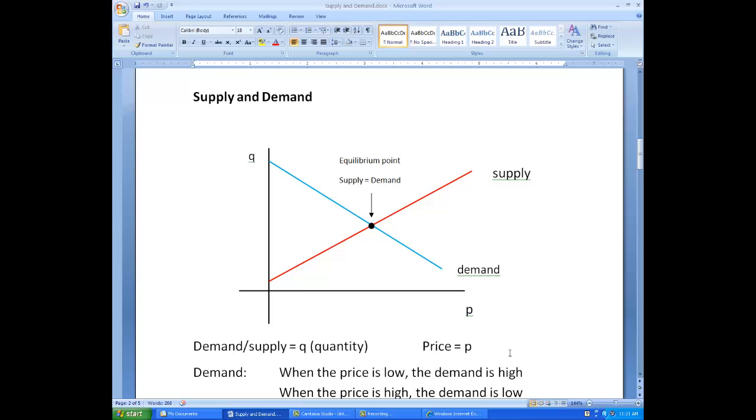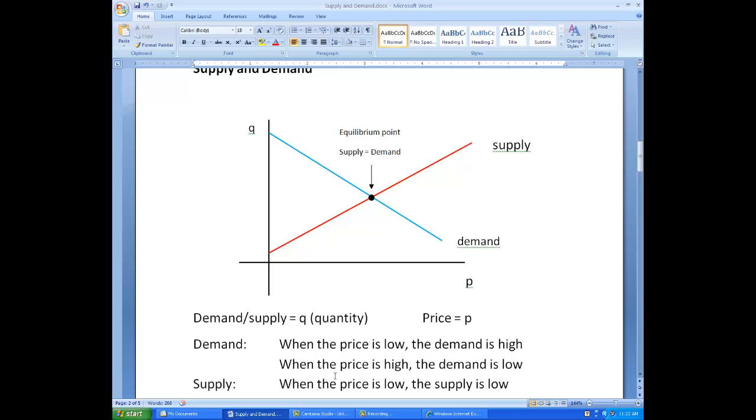With supply and demand, the idea is that the quantity that's demanded by consumers depends on the price, and the quantity that will be supplied by a manufacturer also depends on the price. Our price is our independent variable. It's like our x, and our quantity is our dependent variable like our y.